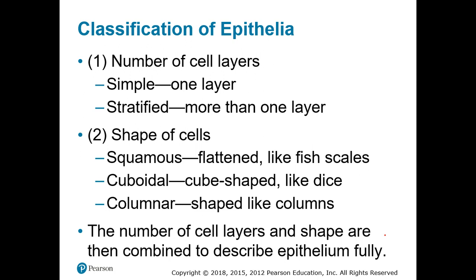If it is squamous in its name, that means these cells are going to be flattened. If its name has cuboidal in it, the cells are going to be cube-shaped. And if the name has columnar in it, they're going to be shaped like columns or rectangles. The number of cell layers and the shape combine to help make the epithelium's name. So for example, if you have a name of simple squamous, you know that these cells are going to be one layer and they're going to be flat.